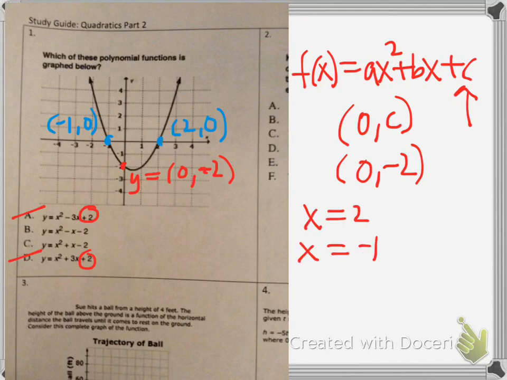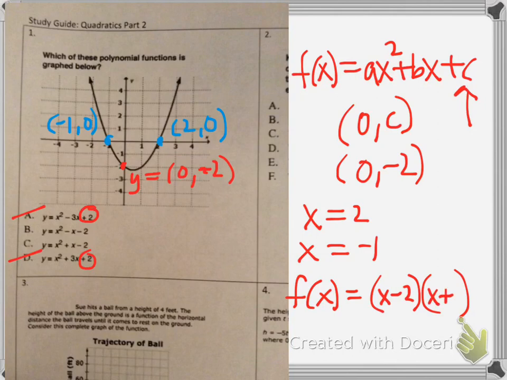So that means its factors, if I write it back in factored form. Since we apply the zero product property to get the x-intercepts by really flipping the signs, if we have an x-intercept of 2, that means the factor should have been an x minus 2. And if we have an x-intercept of -1, that means the factor had to have been x plus 1. So really, all I'm going to do is look at B and C and see which one factors to x minus 2, x plus 1.